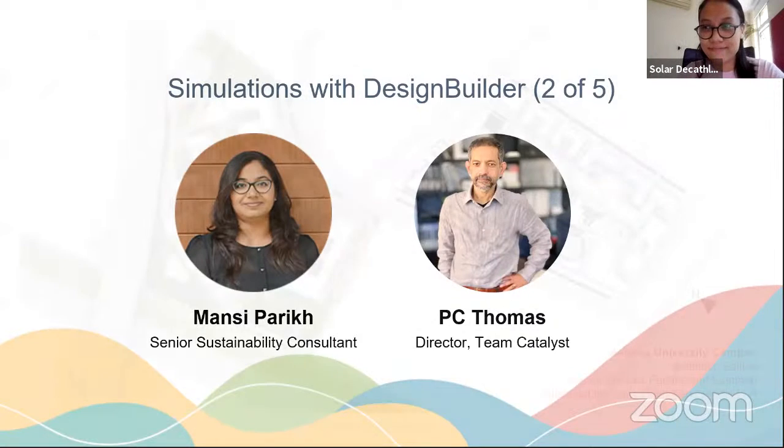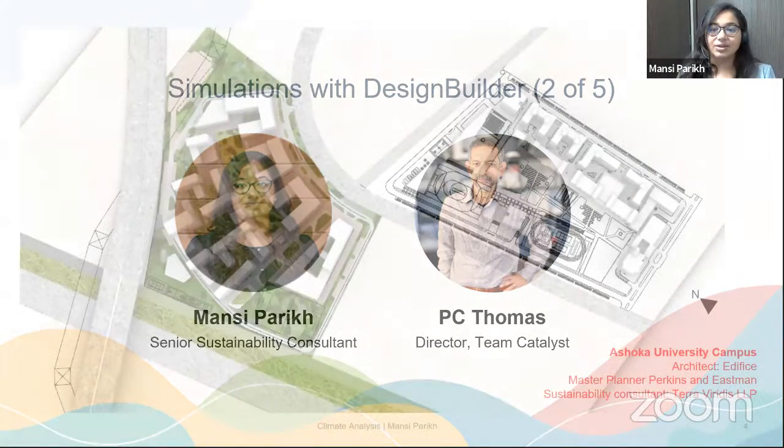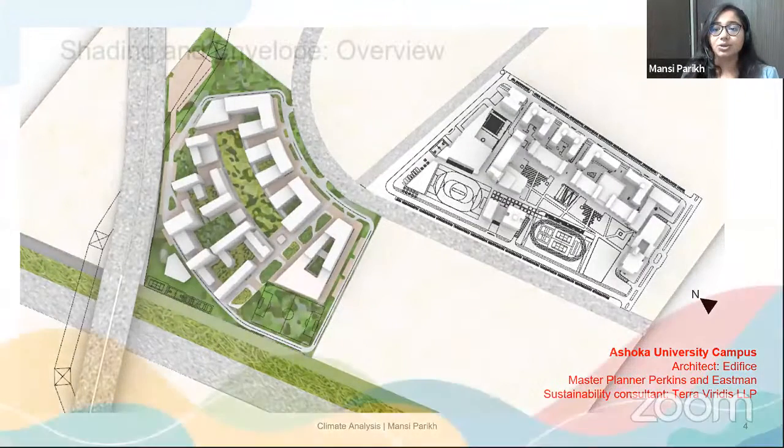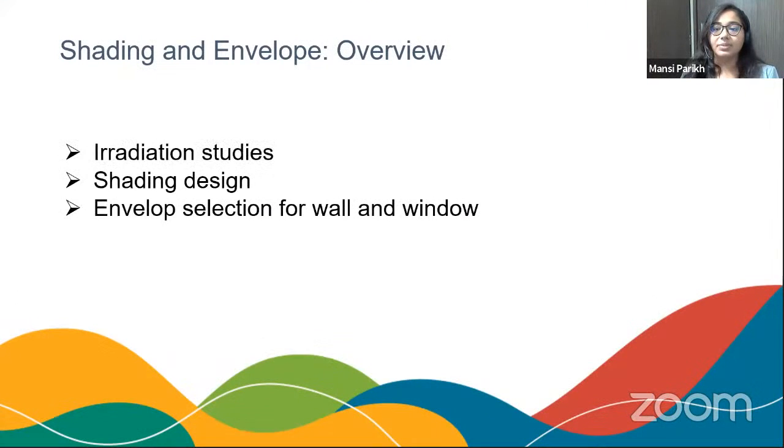In this presentation, I'll be discussing the findings for studies done for the Ashoka University project, which is going to be a net zero development. The campus is located in Sonipet, Haryana, which falls under the temperate climatic condition. We discussed the climatic analysis in the last webinar. In this part of the webinar, we'll be discussing the importance of envelope design, designing for shading, facade, wall construction, and window typology.